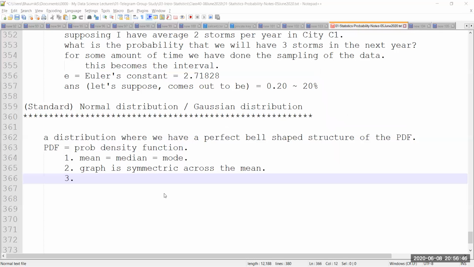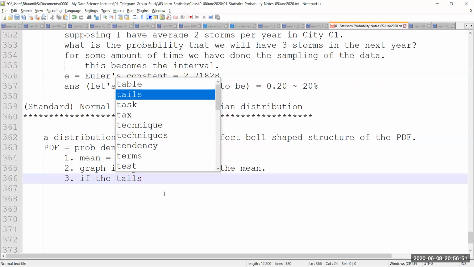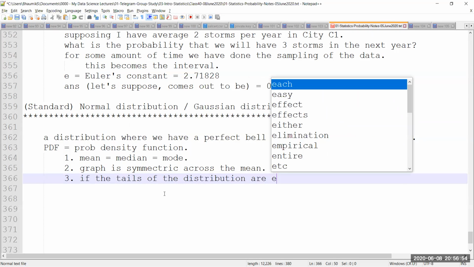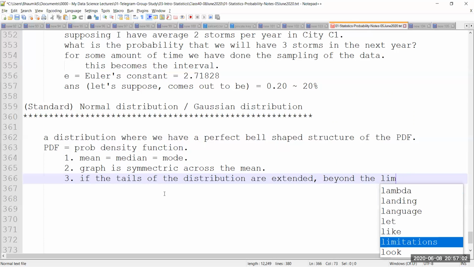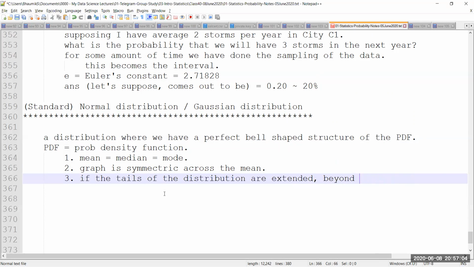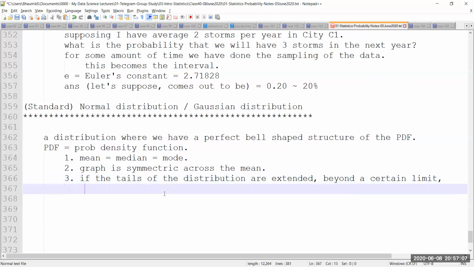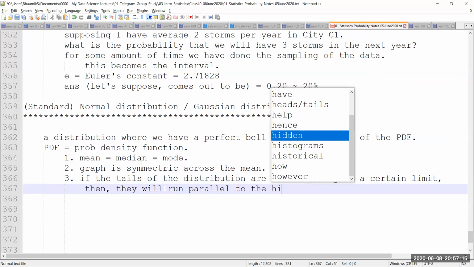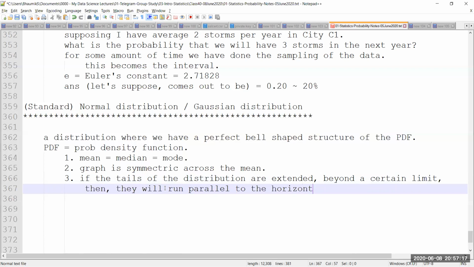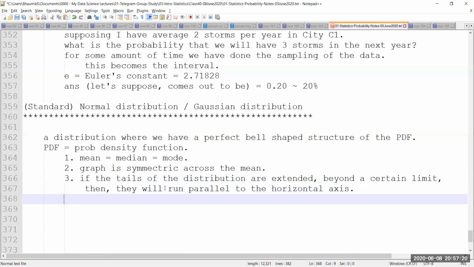Because irrespective of how many values you take, if it is a normal distribution, then if the tails of the distribution are extended beyond a certain limit, then they will run parallel to the horizontal axis or the x-axis, right? Then I have another property.